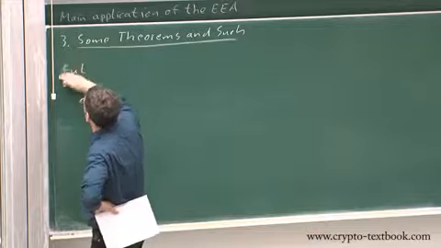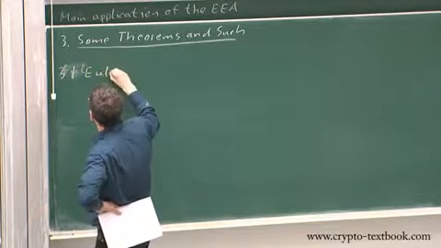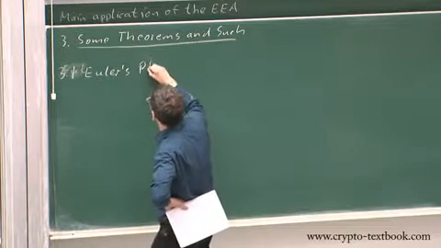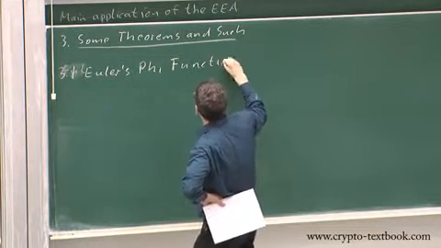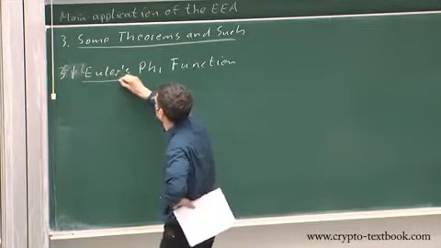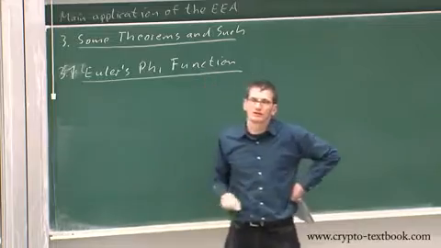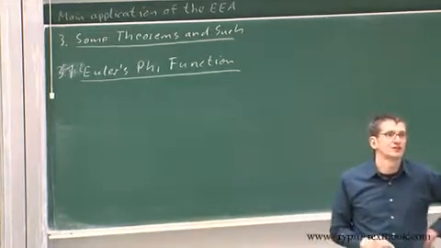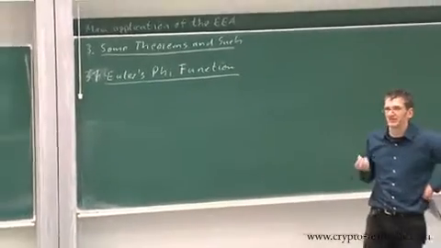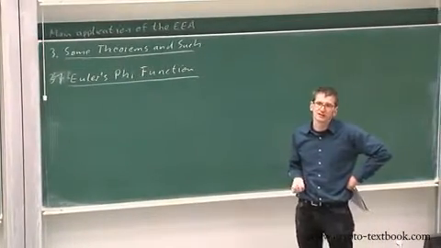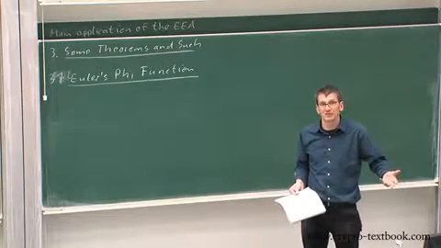The first, so maybe let's call that 3.1. This is Euler's phi function, Eulersche phi-Funktion. Okay, so what is that? It's going to be very, very important next week when we talk about RSA. RSA, in turn, is the most important public key crypto system.